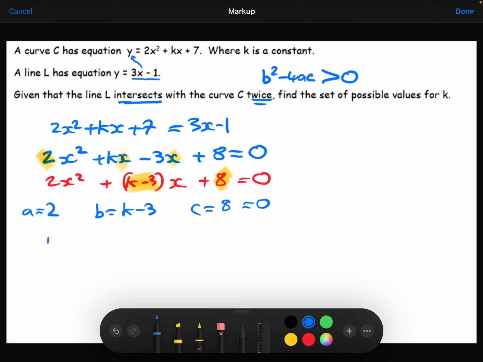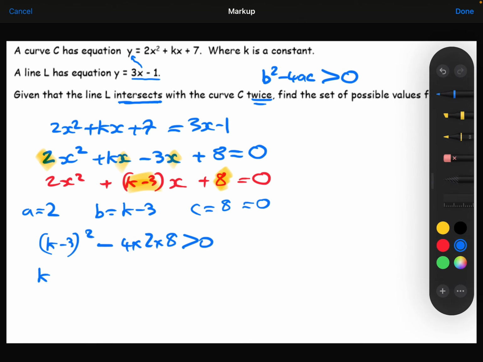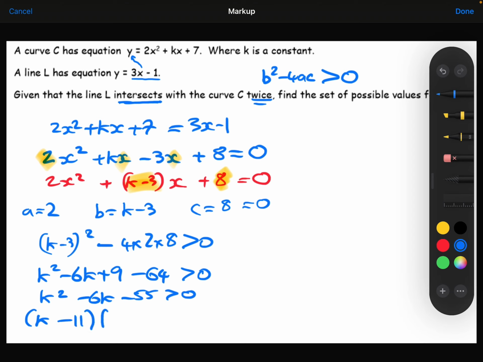Right, let's use the discriminant. So b squared minus 4 times a times c has to be greater than 0. Let's expand these brackets. The 4 times the 2 times the 8 is minus 64. We can factorise this to find the roots and draw a little graph to solve this quadratic inequality. I can see it's got a positive root at 11 and a negative root at minus 5.